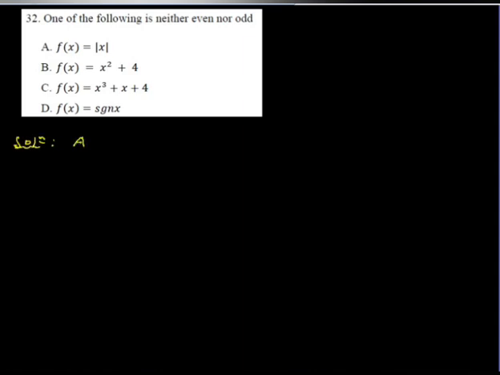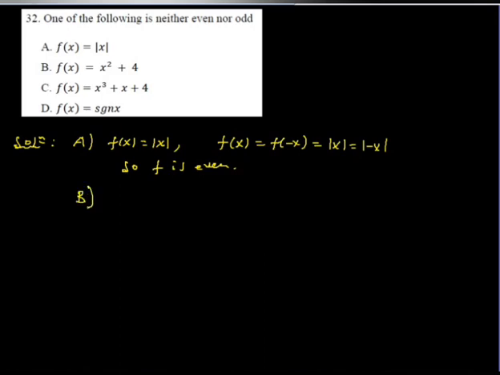In A, f of x is equal to the absolute value of x. Obviously f of x and f of minus x are the same, which means the absolute value of x and the absolute value of minus x are the same. So f is even. Okay, so this is an even function. We are searching for neither even nor odd. So let's check B.